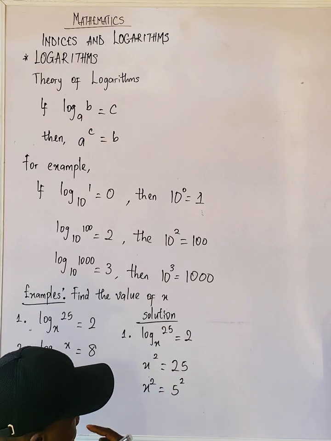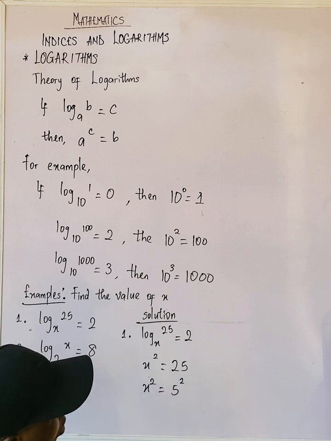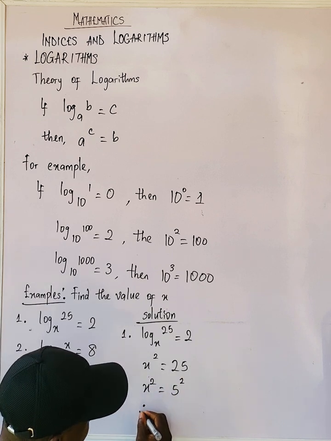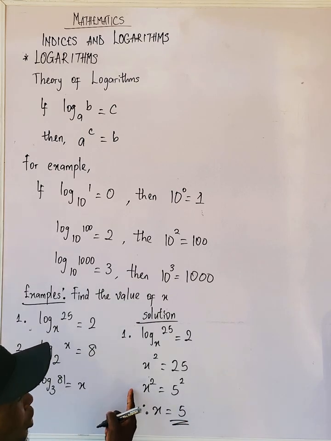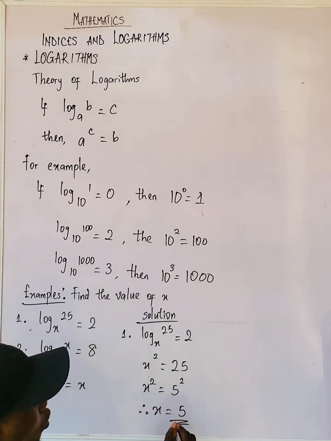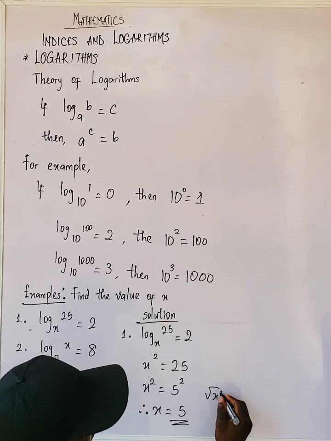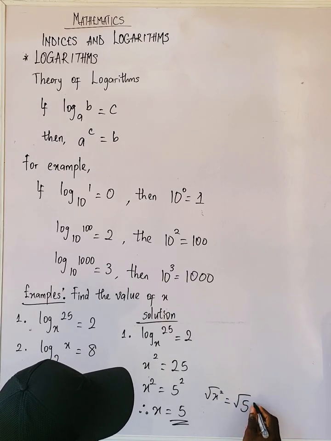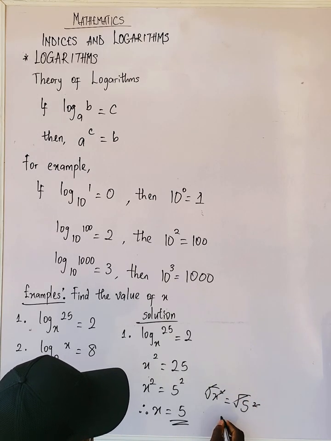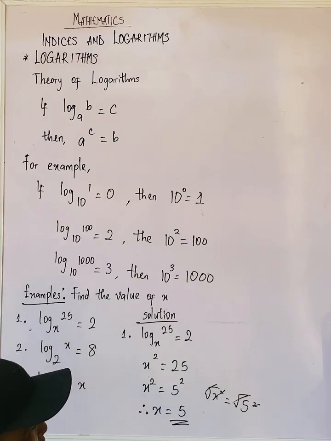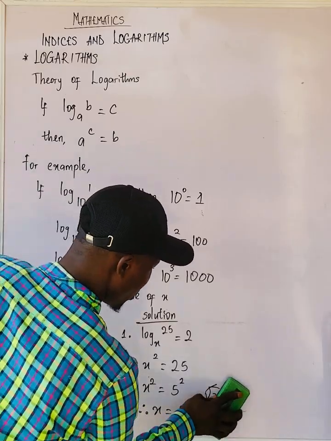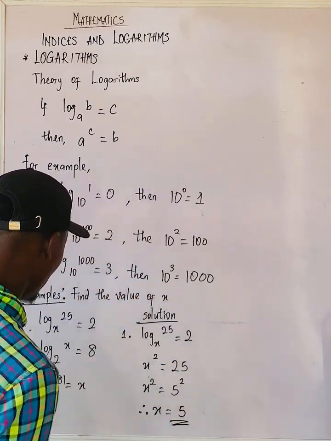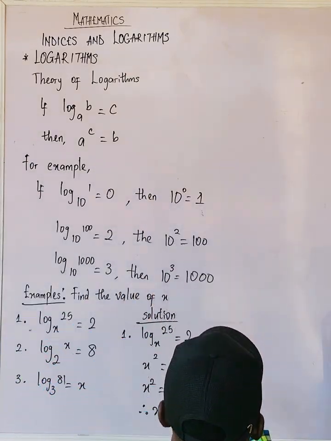So what are we trying to say? Now, they both have the power of square. Therefore, x is equal to 5. You can just square root both sides. When you square root both sides, that will be square root of x squared equals square root of 5 squared. The square will cancel this, the square will cancel this. So what do we have? x is equal to what? 5. x is equal to 5. And that's how you solve question 1. Now, let's go to question 2.